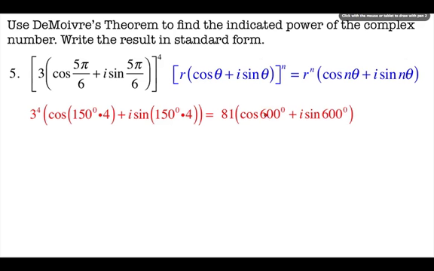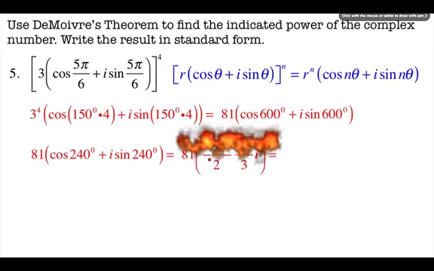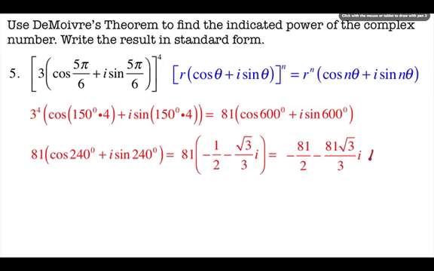I'm going to use a reference angle that is between 0 and 2 pi, or 0 and 360. Turns out to be 240, and you know how to find reference angles. And then at this point, I just basically use the trig ratios from the unit circle, distribute the 81, and this is your answer.